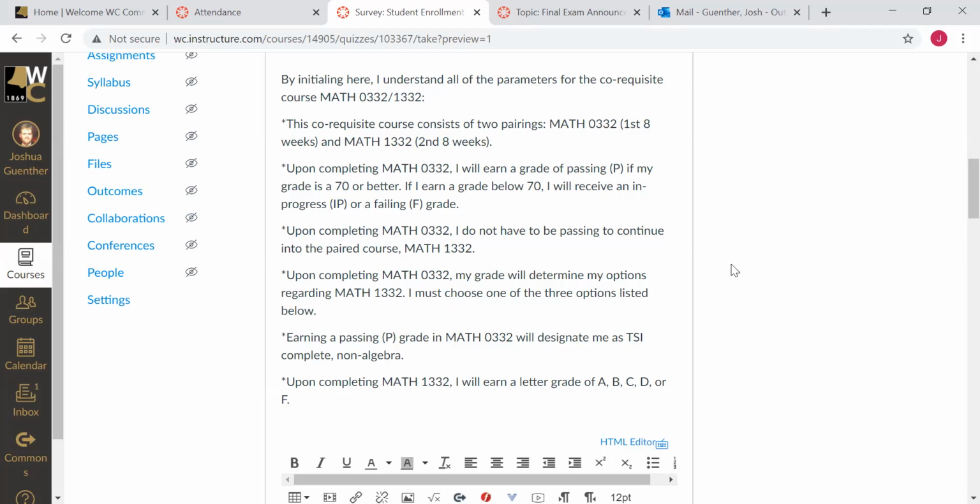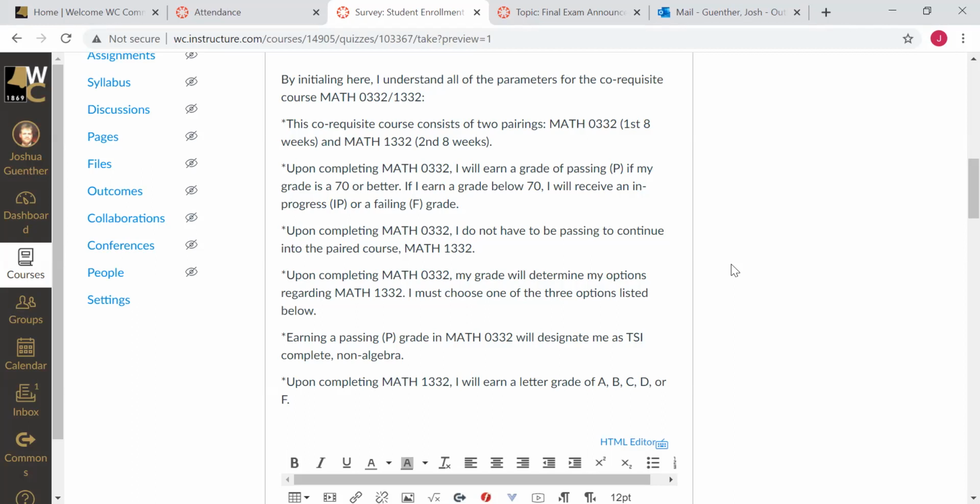Upon completing 0332, I do not have to be passing to continue into the paired course 1332. Correct. Upon completing 0332, my grade will determine my options regarding 1332. I must choose one of the 3 options listed below. We'll go through those options.